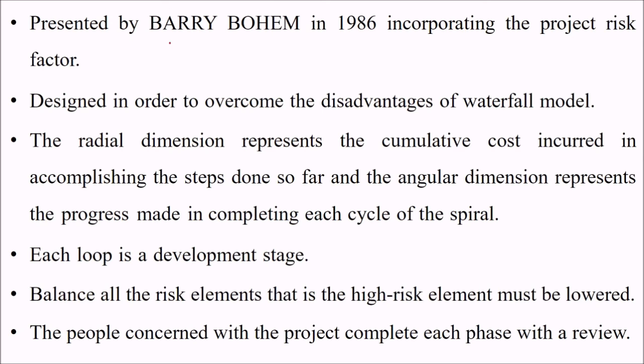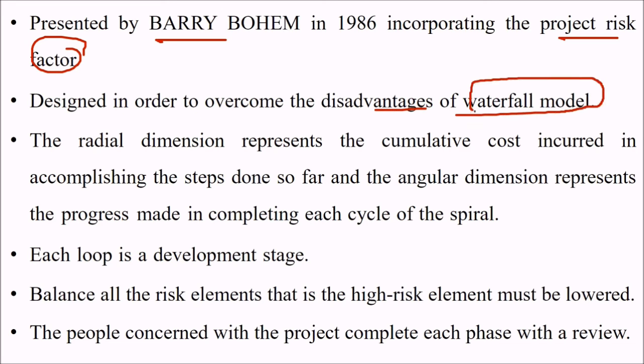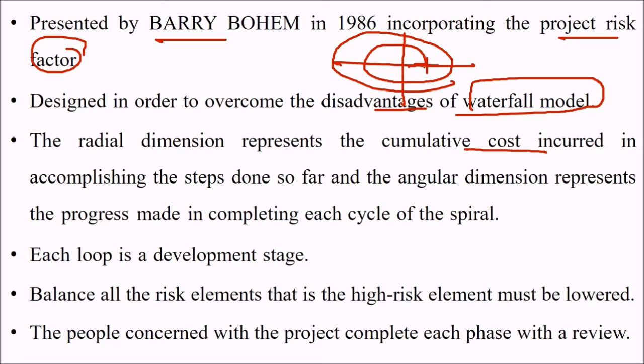This was presented by Barry Boehm in 1986, incorporated the project risk factor, and is designed to overcome the disadvantage of the waterfall model. The radial dimension represents the cumulative cost incurred in accomplishing the steps done so far, and the angular dimension represents the progress made in completing each cycle of the spiral. This is the cost, this is the progress, and each loop is a development stage.